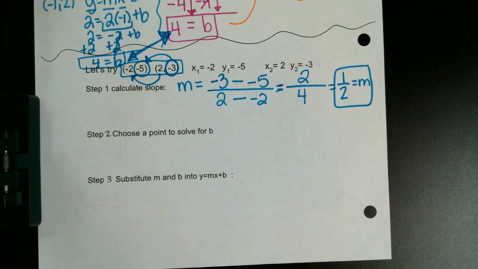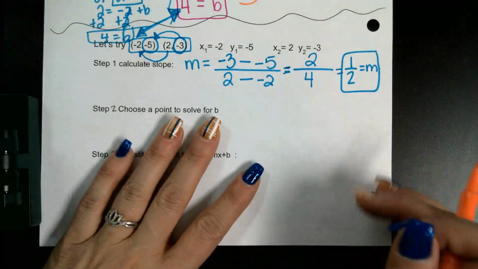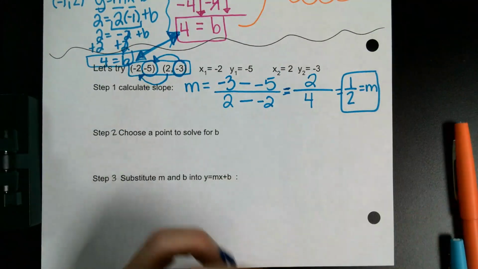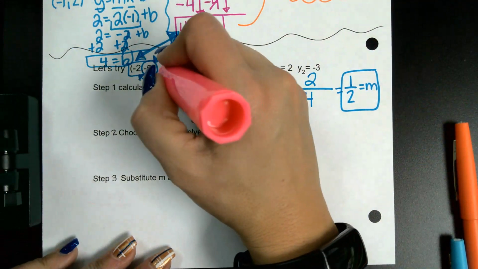Okay, step 2. For step number 2, it says choose a point to solve for B. So somebody besides Deja, pick an ordered pair that you guys want to use. Somebody just pick one of them. I need somebody, what'd you say, 2, negative 3? Okay, we'll use the 2 and the negative 3.